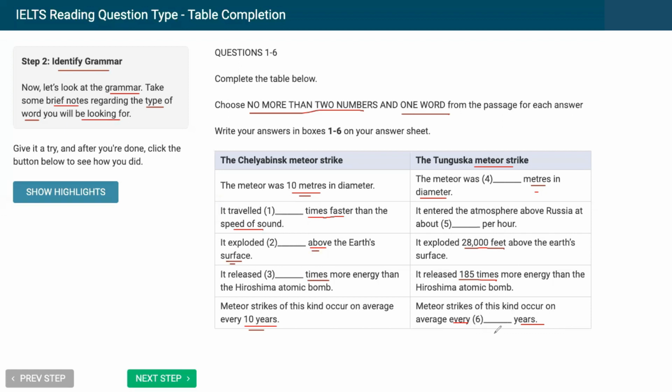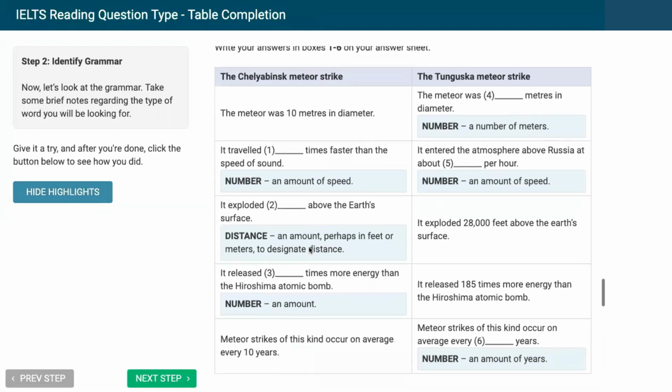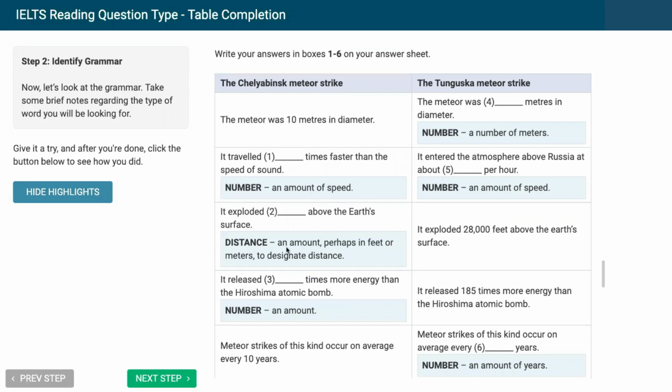But imagine if you had not done this step. If you had not done this step, you would have just approached the text scanning for words or scanning for everything. And in this case, we're very fortunate to know that we're just looking for numbers. Excellent. I'll clear our screen just so that we can check here and we can see our highlights. And this is everything we looked at. The fact here that distance is an amount, perhaps in feet or meters, is also a number.